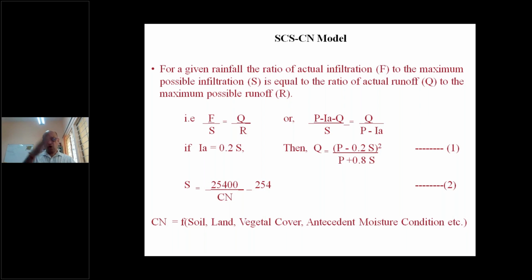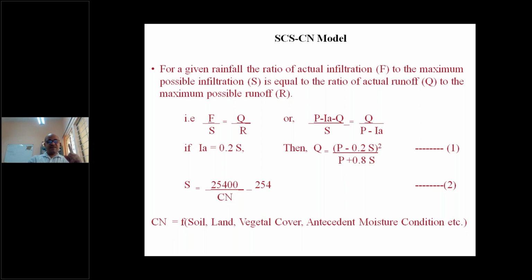On the other extreme, if curve number is 0, then this S will become infinite. So this is P minus 0.2 of infinite, and this is P plus 0.8 of infinite. So you cannot solve it, and basically Q will be 0. What it means is that curve number 0 means no runoff, curve number 100 means 100% runoff. So this is the relation between curve number and runoff.